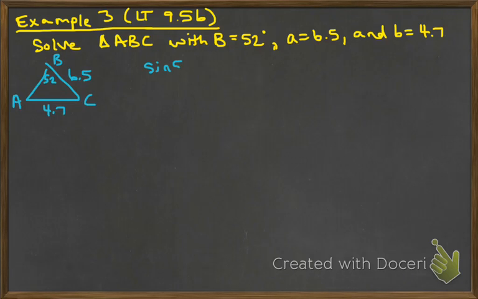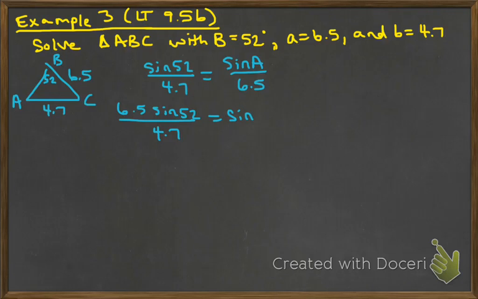So the sine of 52 divided by 4.7 equals, and now I do know side A, so that tells me I should find angle A. So the sine of A over 6.5. And now cross multiply and divide. So 6.5 times the sine of 52 divided by 4.7 has to equal the sine of A. And when typing that into the calculator, I get an answer of 1.08 equals the sine of A.